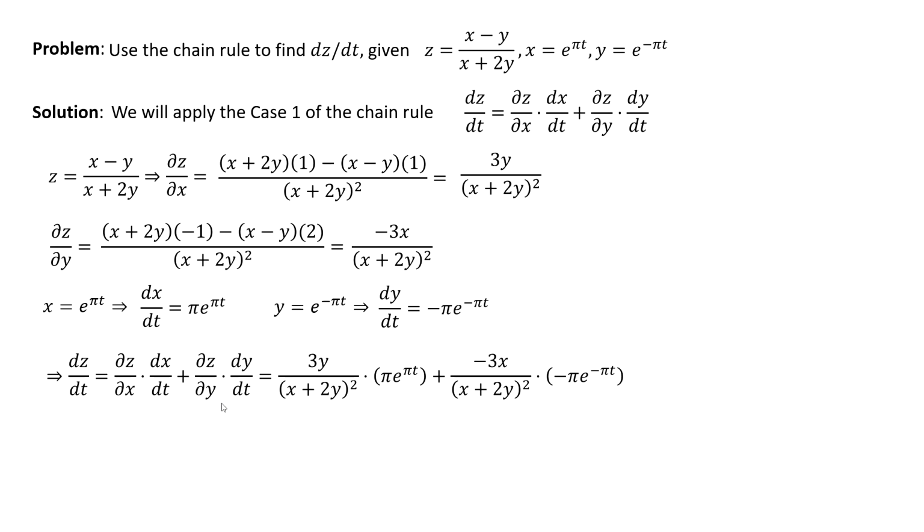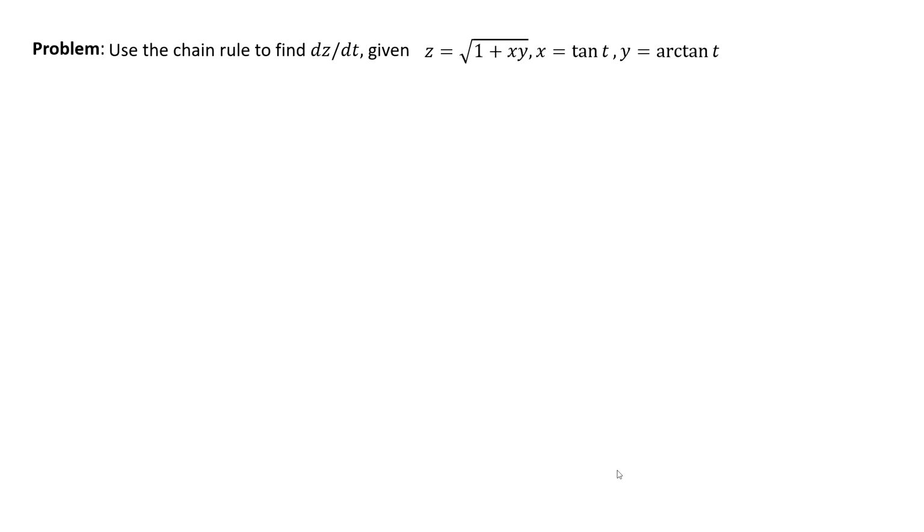Cool. Just a matter of plug and chug. I'm sorry, did I insult your intelligence? Come on, man. We are in Cal 3. We know how to do this stuff. I suppose you could factor out some things like a 3 pi over the quantity expression and write it as e to the y e to the pi t plus x e to the negative pi t. Okay. Simple. Let's move on.